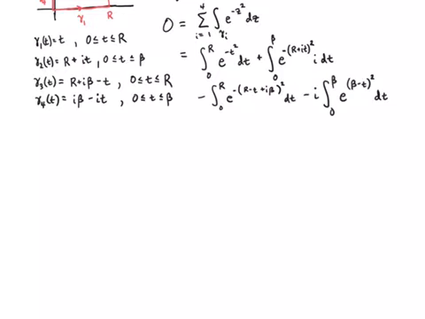Okay. So now to really extract real information out of this, real as in real numbers, we have to split things into real and imaginary parts. So let's write all this out. The first one is purely real. So we have the integral from 0 to r of e to the minus t squared dt.